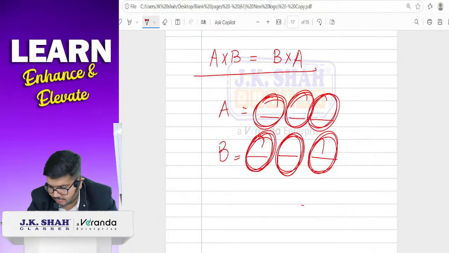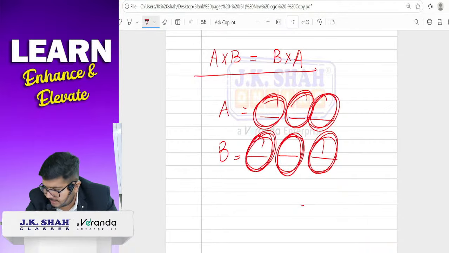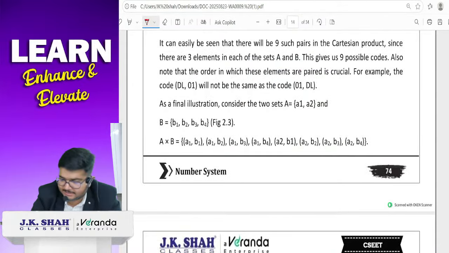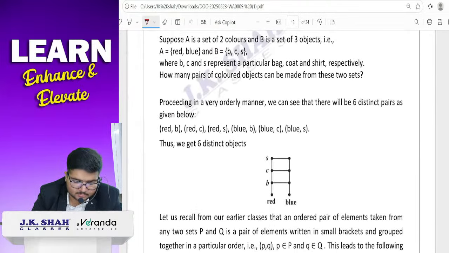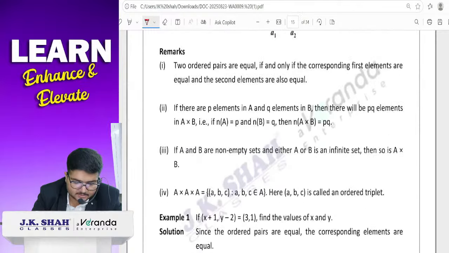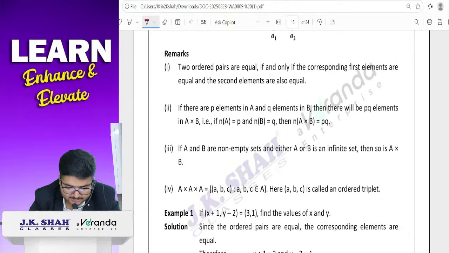First element of A should be equal to first element of B, second element of A should be equal to second element of B. If I have to say this in a very short sentence, then if corresponding elements of B are equal to elements of A, then only A into B will be equal to B into A. The corresponding word means first with first, second with second, third with third should be equal. So in your book there are 4 points given in this topic. All the 4 points I have explained, you just have to mark this as important.